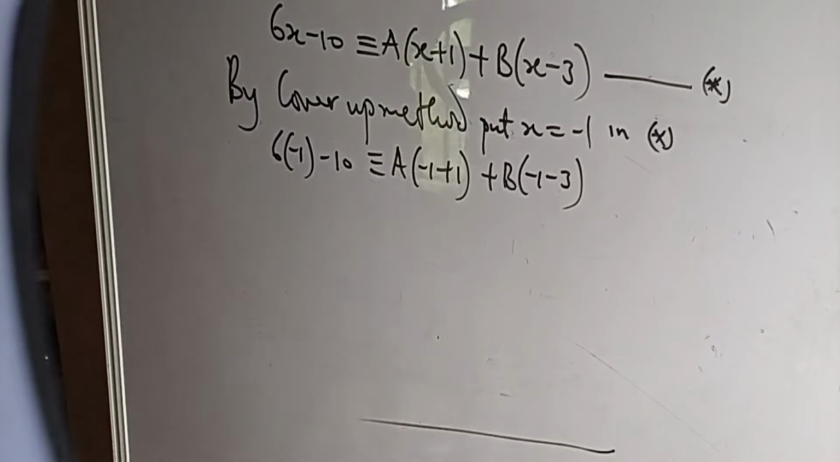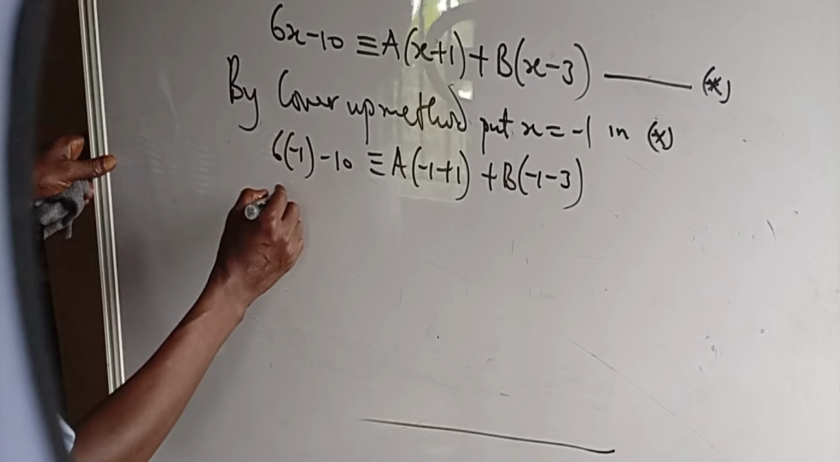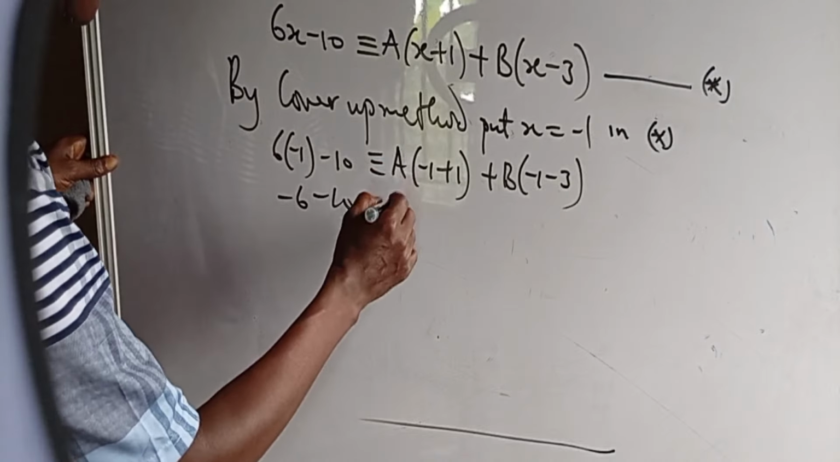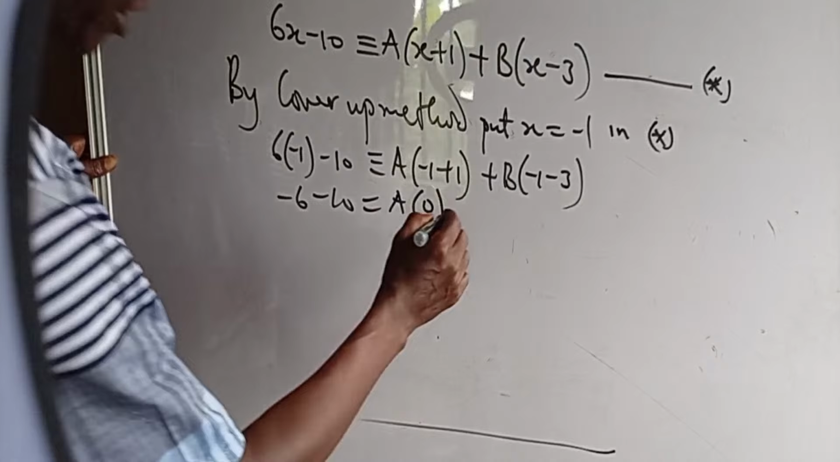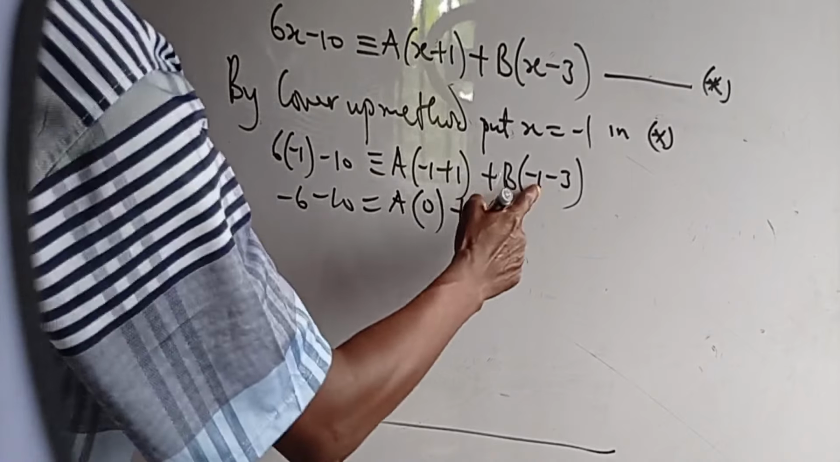I hope we are following there. Oh, beautiful. So now minus 1 times 6, that is minus 6, minus 10, equal to A into minus 1 plus 1, that is 0, plus B into minus 1 minus 3.